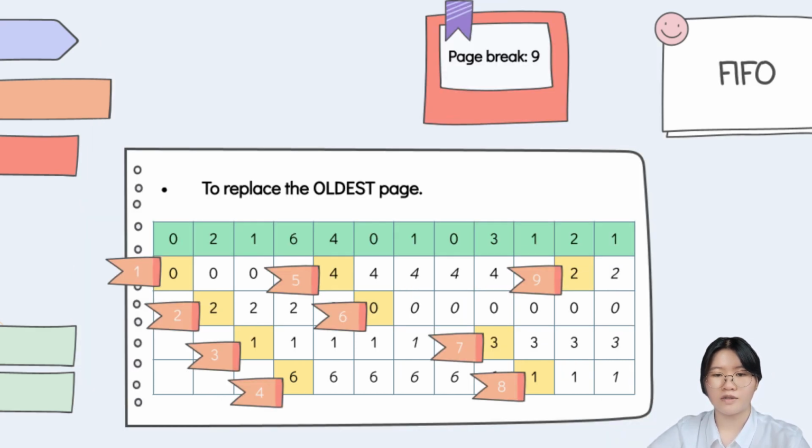Now we need to count the total of the page faults. 1, 2, 3, 4, 5, 6, 7, 8, 9. We have 9 page faults in this memory. That's all. Next, I will pass to Wang Kaixin to do the second method, optimal.